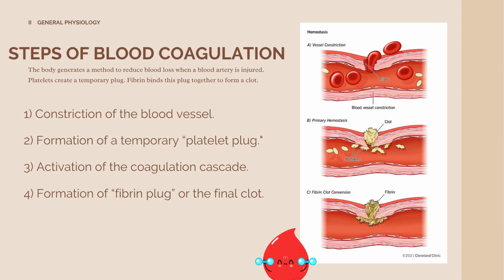So the first step is the constriction of the blood vessels. And then the second step is the formation of a temporary platelet plug. And the third step is the activation of the coagulation cascade. And lastly, the formation of the fibrin plug or the final clot.